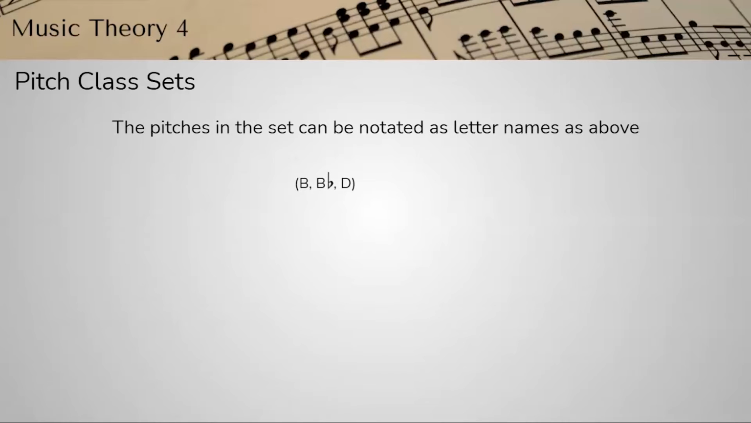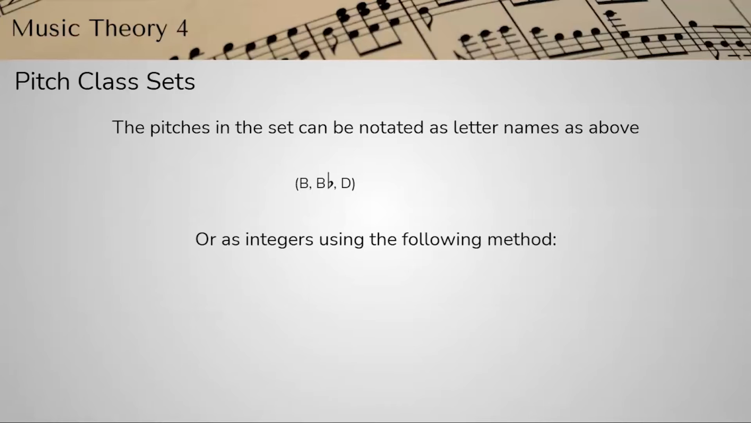So in that first chord, we said it has a B, B flat, and a D. So the pitch class set, we could just write as B, B flat, D. And we put it in parentheses, and we just write out the names of the pitches, separated by a comma. But you can also use integers to label these too.